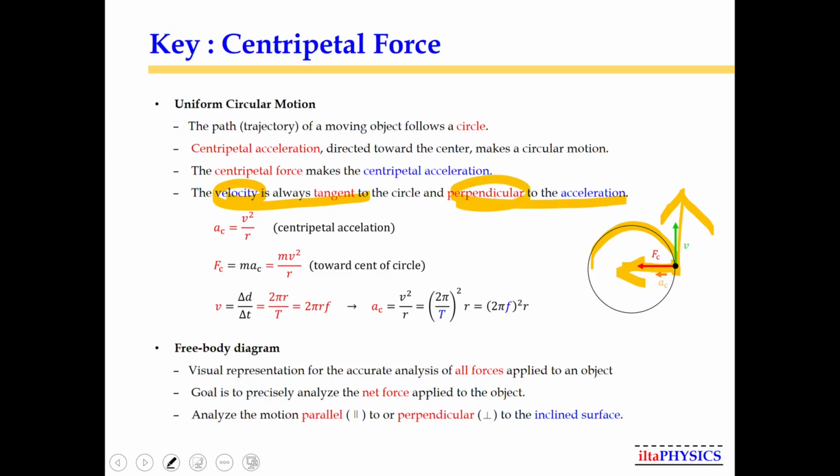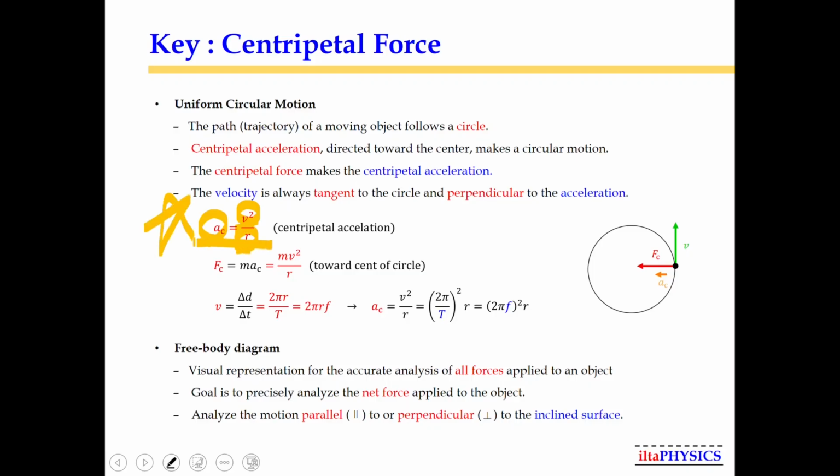The main formulas related to circular motion are as follows. Centripetal acceleration is proportional to the square of the velocity and inversely proportional to the radius. According to Newton's second law, centripetal force is calculated as the product of mass and centripetal acceleration. Also, since circular motion is a classic example of periodic motion, there are many types of problems using period or frequency. The velocity of an object in circular motion can also be calculated by dividing the distance traveled by the time interval, based on the definition of velocity.